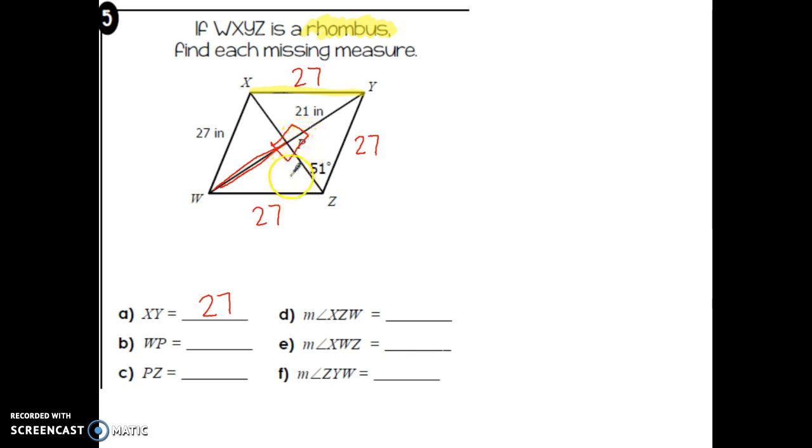Here we have WP, and it only looks like we have one side, but if we recall, this is 21, then this should also be 21.